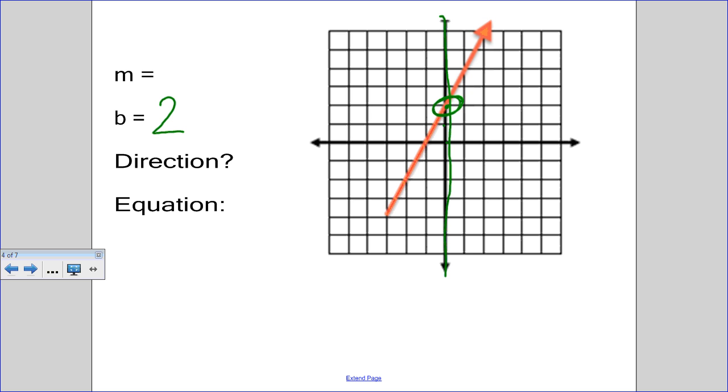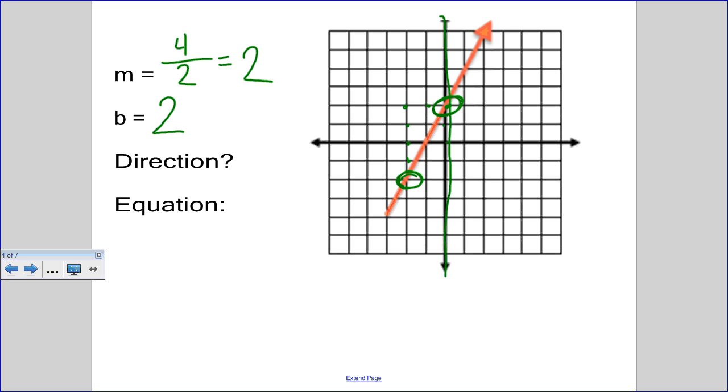Now we want to find our slope. To do that, we need to find another point on our line. I happen to see a point down here, and I'm going to use that to do my rise over my run. So from here to get to my y-intercept, I can rise 1, 2, 3, 4 times over my run of 1, 2. That gives me a rise over run of 4/2. If I simplify that, it would be a slope of +2.